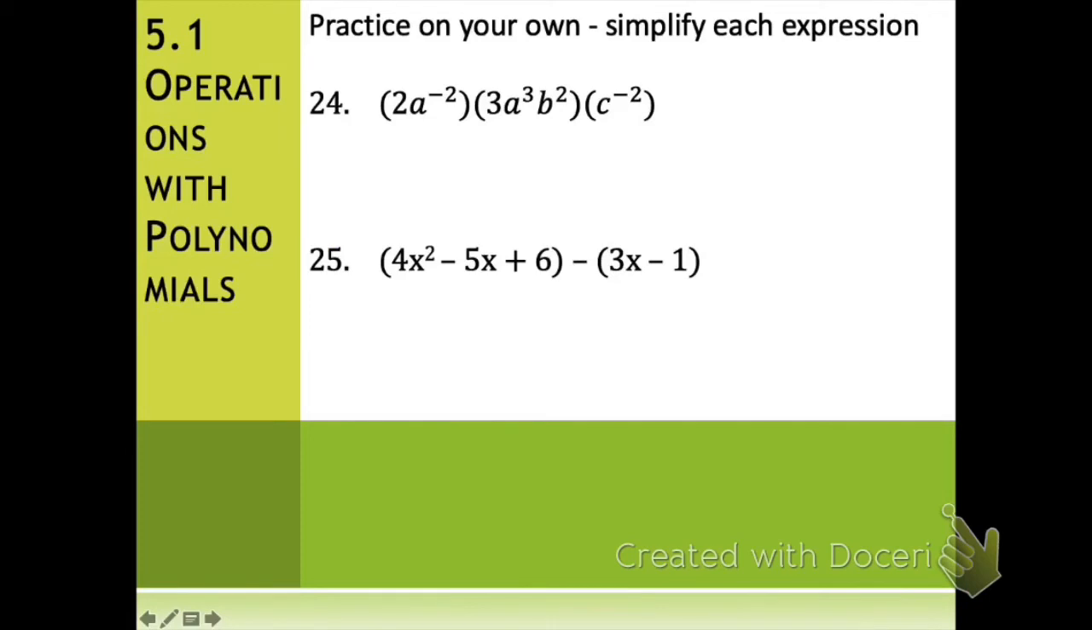Okay, little change of pace. Try 24 and 25 on your own. 24 is kind of multiply. 25 is really just combining like terms because it's a subtraction problem.